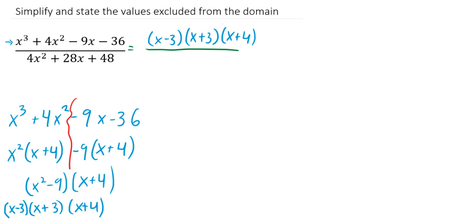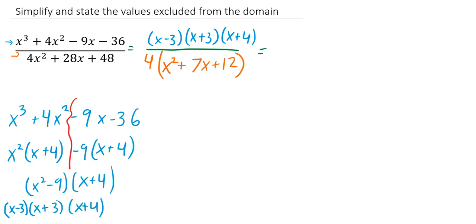On bottom, I have a GCF I could take out. On bottom, I could take out a 4. I'm left with x squared plus 7x plus 12. I may or may not have spent about 8 minutes doing this problem with it factored wrong. I had to re-record it.